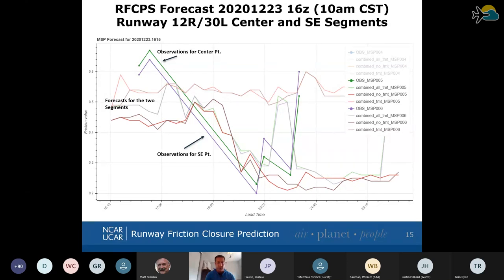All three of the forecasts for the two segments together formulate the bounding box of what the expected values are. And with the purple line compared to some of the brown lines, you can see we were a little bit too high initially on the front side of this event. That was mostly due to warm road temperatures. Okay, next.